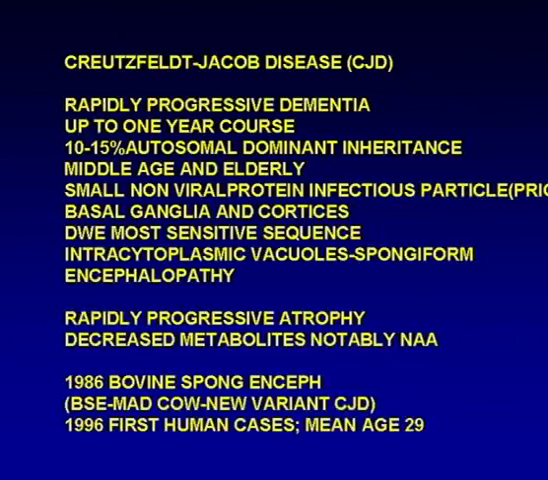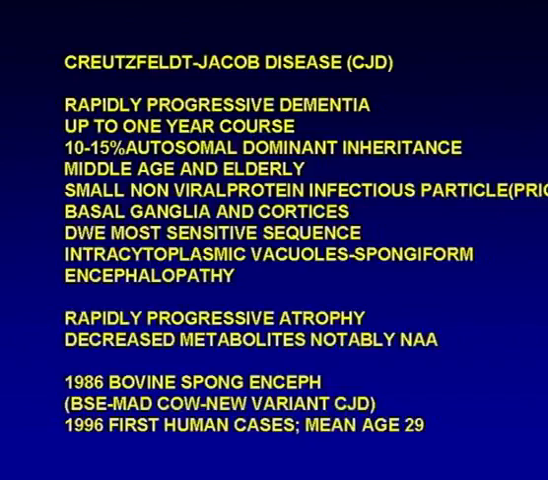seen in middle-aged and elderly individuals. This is the old classical CJD. And as I mentioned, the basal ganglia and cortices are involved, though you may also see this vacuolization occur in the white matter as well. The diffusion-weighted sequence is the most sensitive. There are intracytoplasmic vacuoles, and it's a spongiform encephalopathy. A rapidly progressive atrophy will be seen if you get a chance to scan these patients again, which you're not likely to. And there are decreased metabolites generally, notably NAA.